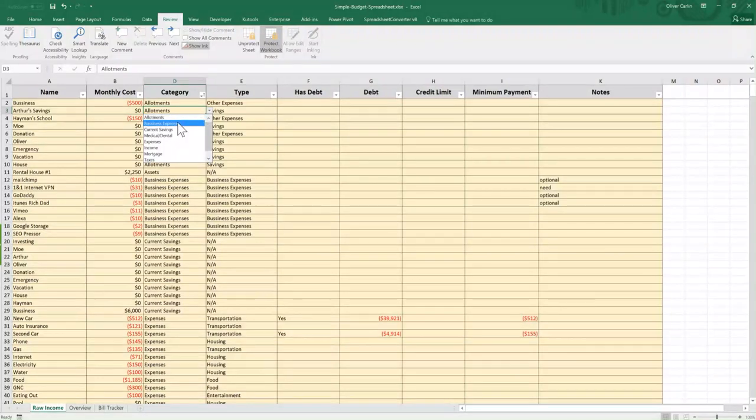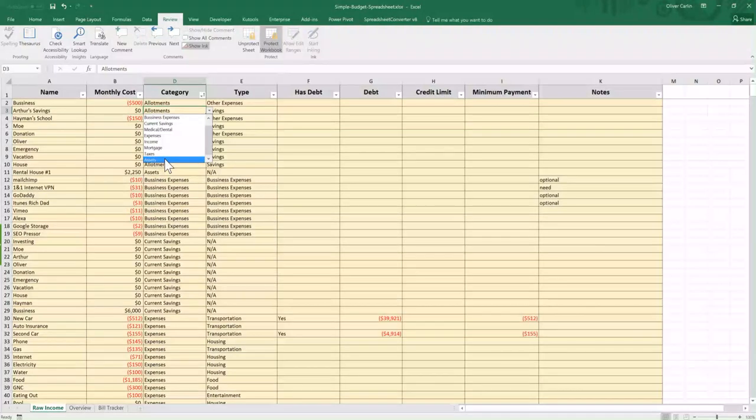Business expenses, if you do have any business expenses, then that would be the category here. Current savings is your savings account. Then medical, dental expenses, regular expenses like water bill, electric bill, your income, how much you're making, mortgage, if you have a mortgage payment, taxes, and then assets.